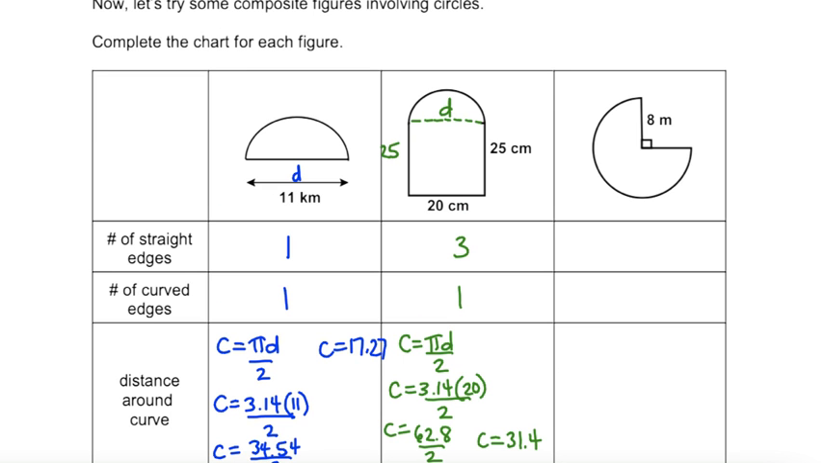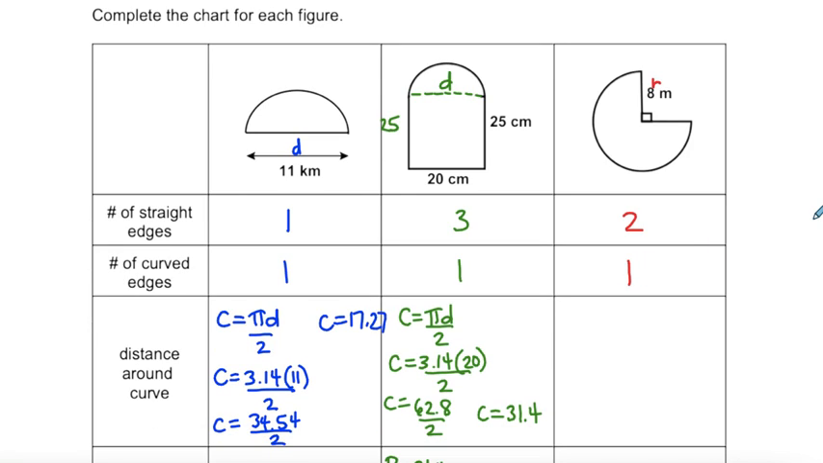And in this last example, I know my radius, so my 8 meters is the radius of my circle, and I'm taking a portion of this circle out, so I only have 3/4 of a circle, so that's important to note as well. So I have two straight edges, and I have one curved edge. So I'm going to use the version of my formula for circumference that uses my radius. So I'm using 2 pi r, but I only have 3/4 of my circle, so I'm going to multiply this by 3/4.